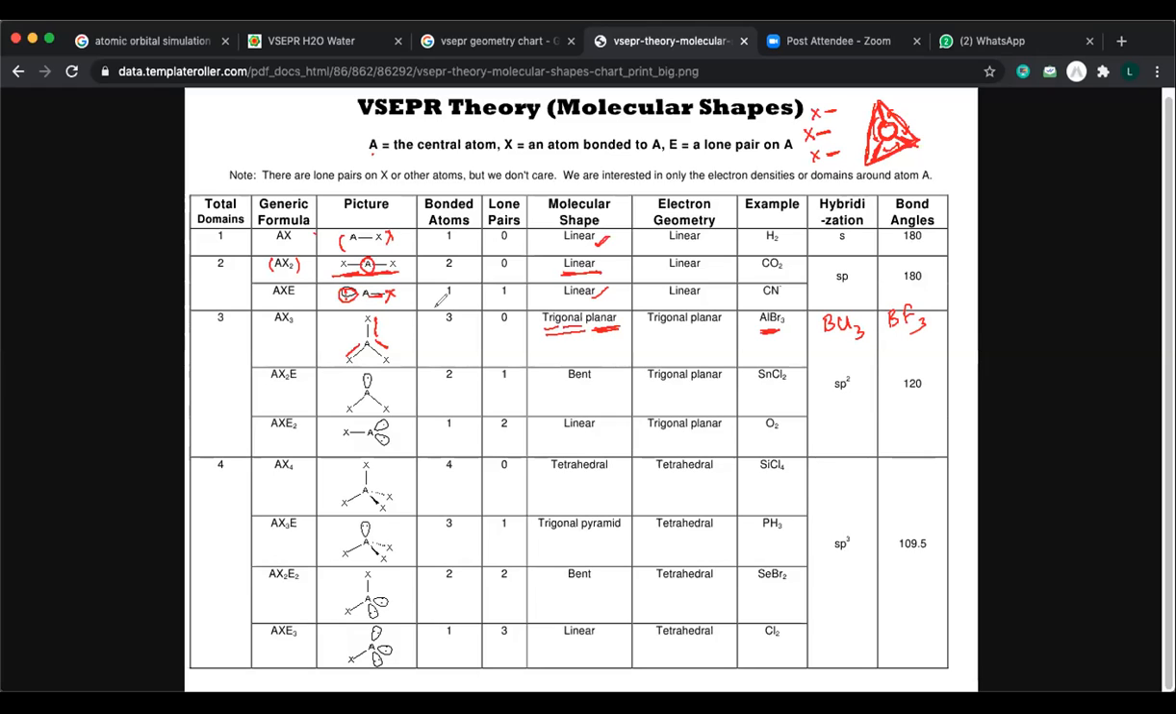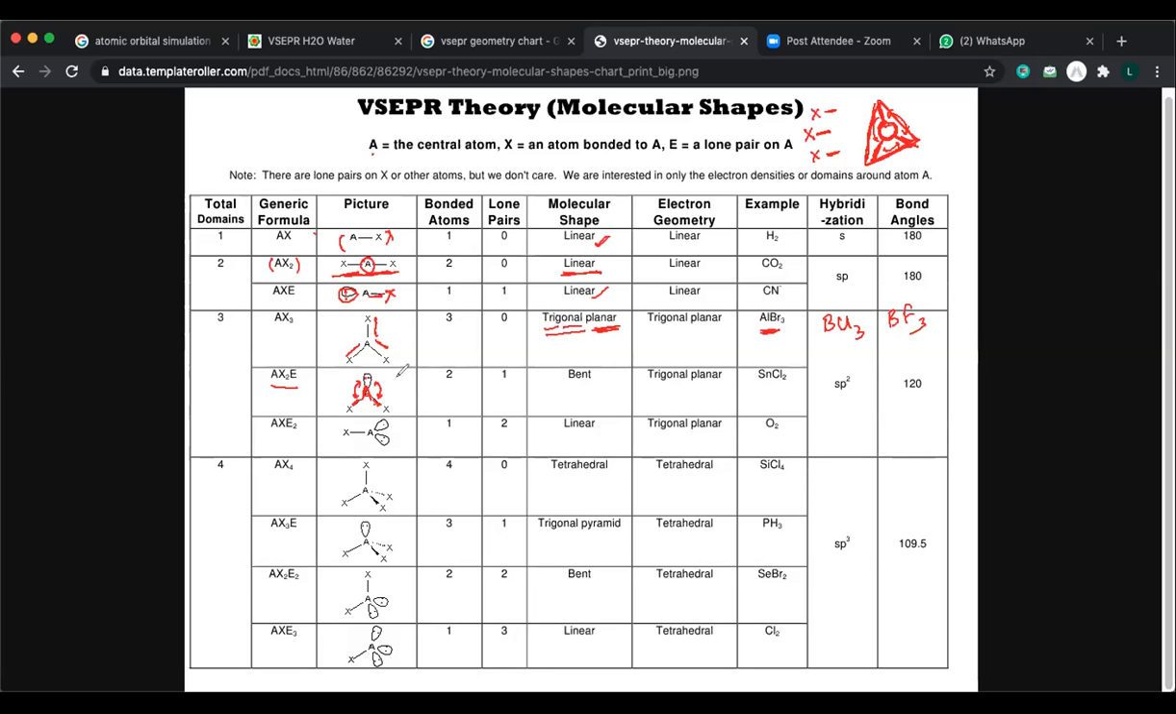Now, if you had AX2E, so basically central atom A with two bond pairs and one single lone pair. Logical shape, again, it needs to be triangular, but the repulsion between lone pair and bond pair is going to be greater than the repulsion between each of these bond pairs. So will the bond angle still remain 120 in this case? Shouldn't it be 117.5? Yes.